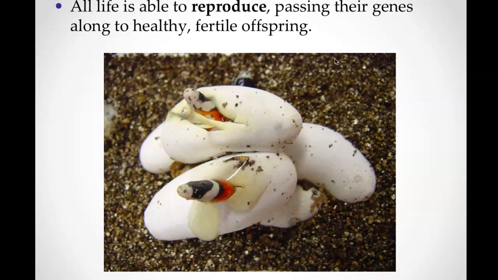All life is able to reproduce, passing their genes along to healthy, fertile offspring. All right, and I think that goes without explaining. I mean, even a bacteria is able to split into two. One bacteria splits into two bacteria. It's undergoing a process called binary fission.